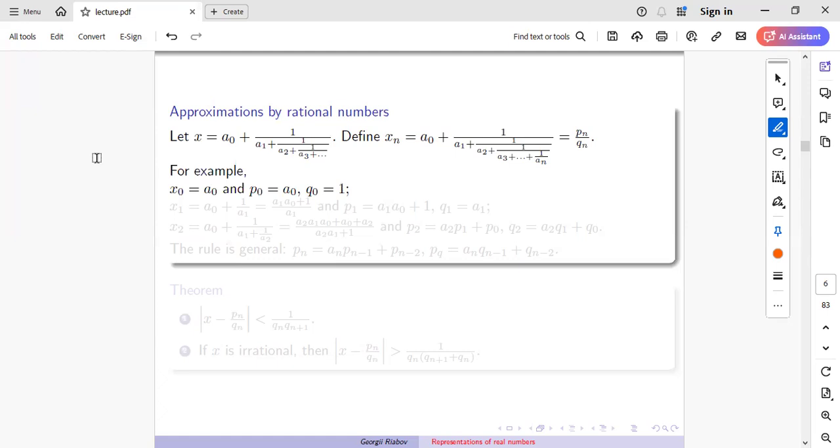Let's look at some examples. So what is x0? X0 is just a0. And if we denote this rational number by Pn divided by Qn, then we see that P0 is a0 and Q0 is 1. What is x1? x1 is a0 plus 1 over a1. Okay, we can write this as (a1 a0 plus 1) divided by a1. So P1 is a1 a0 plus 1, and Q1 is a1.